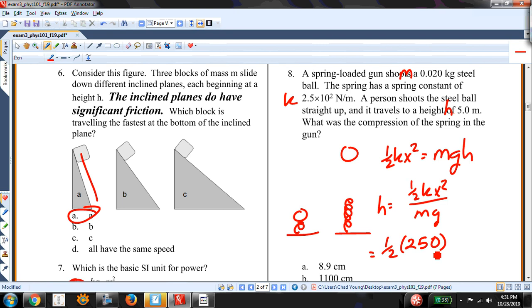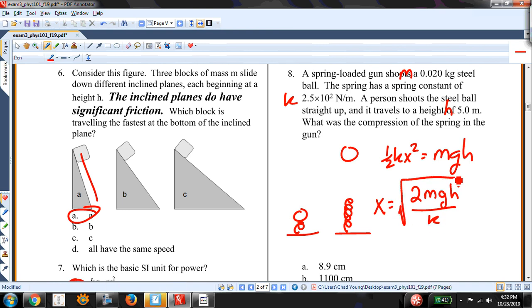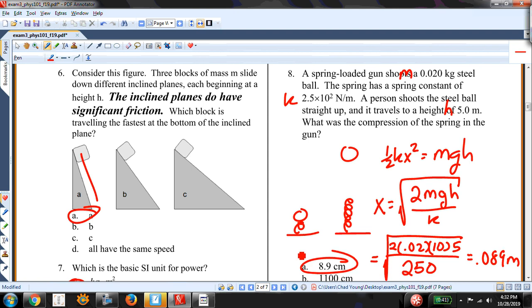x. Oh no, I'm looking for x actually. Sorry, let's go back. x is equal to the square root of 2mgh divided by k. That is the square root of 2 times 0.02 times 10 times h, which was 5, divided by k, which is 250. And that was equal to 0.089 meters, or 8.9 centimeters.